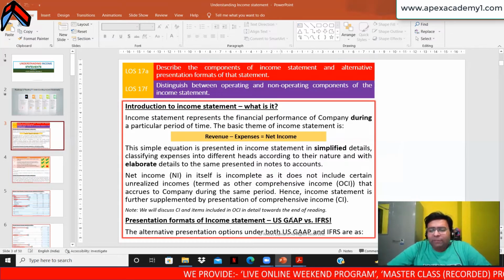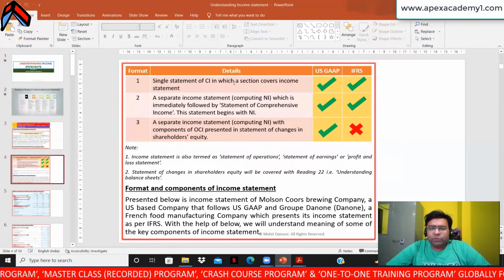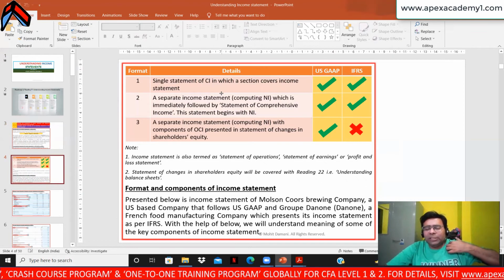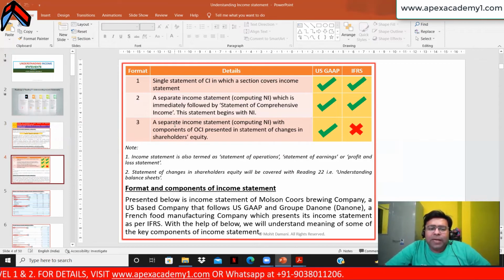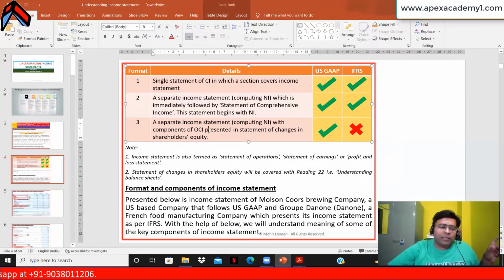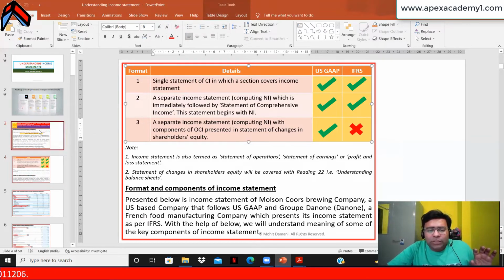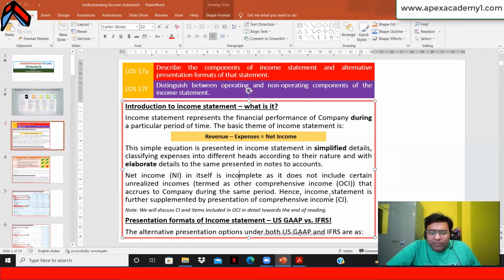Then we always have two sets of presentation, US GAAP and IFRS. There are certain differences which you have to understand. The one difference in US GAAP presentation is that a separate income statement with changes in OCI is not allowed under IFRS, but it is allowed under US GAAP. What is CI and OCI? CI stands for comprehensive income, while OCI stands for other comprehensive income. Comprehensive net income captures everything except certain four elements which are captured in OCI, and together they form the comprehensive income. We'll come to that a bit later.